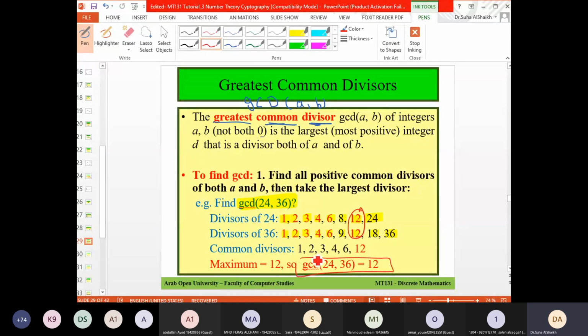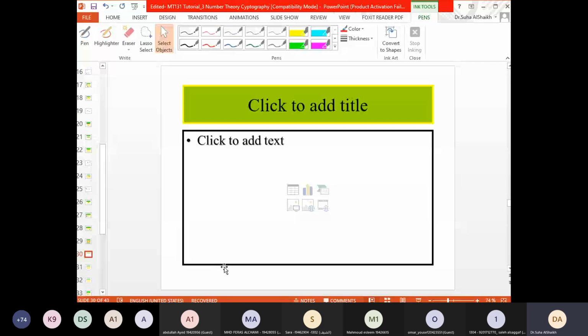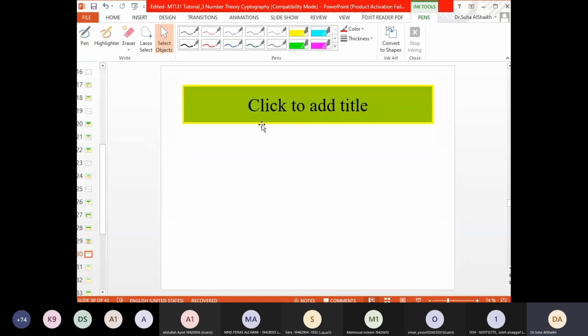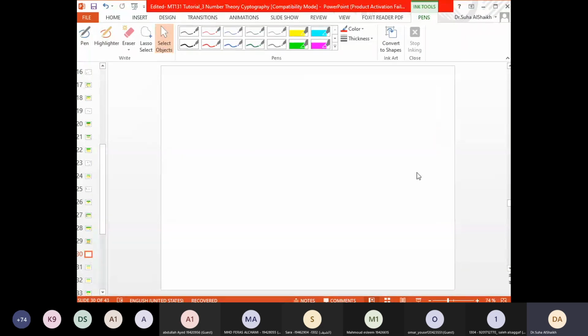What is the technique to do that? Let me show you how to do that using the knowledge that we have. I don't always have to think about what the divisors of the two numbers are. We have a way to do it. I want to find the GCD, the greatest common divisor between 24 and 36. We do the following. We factorize the 24 and we factorize the 36.